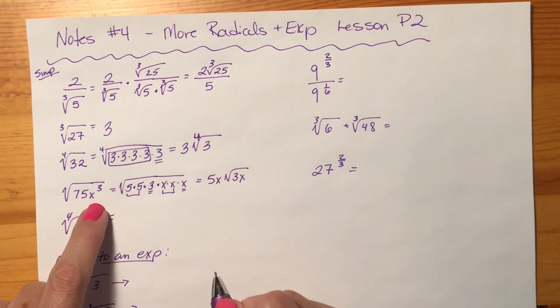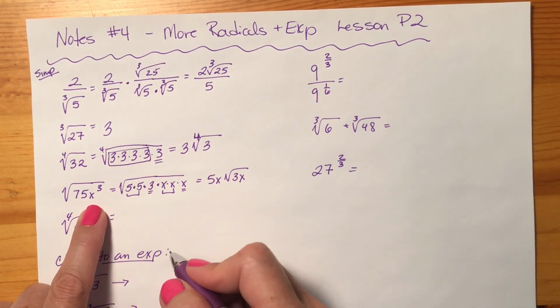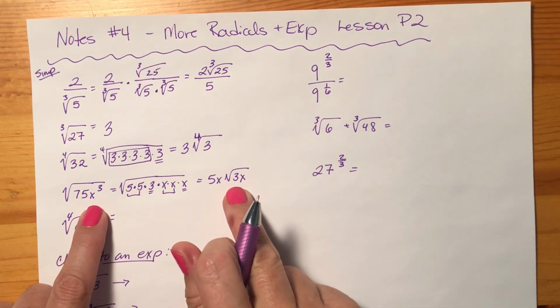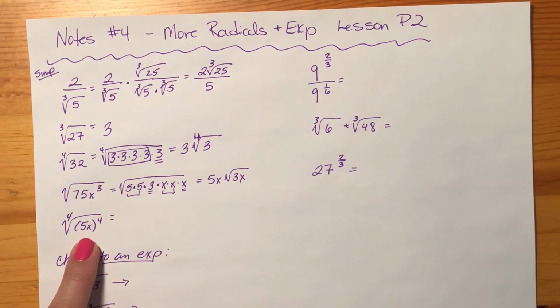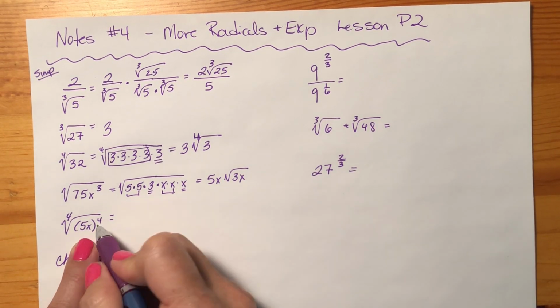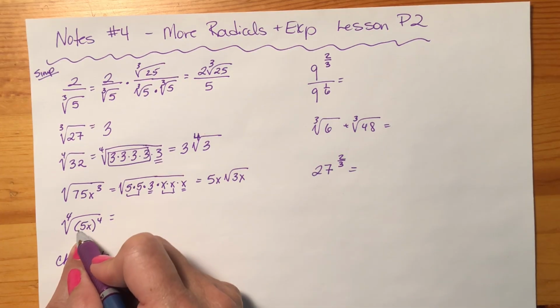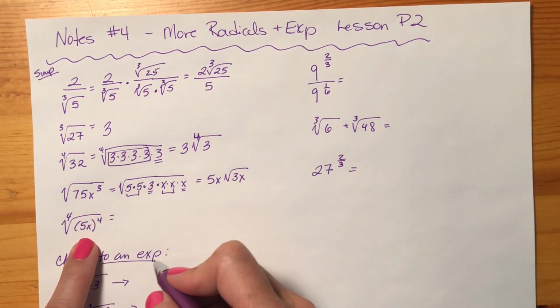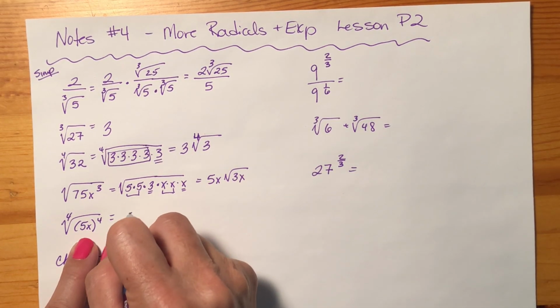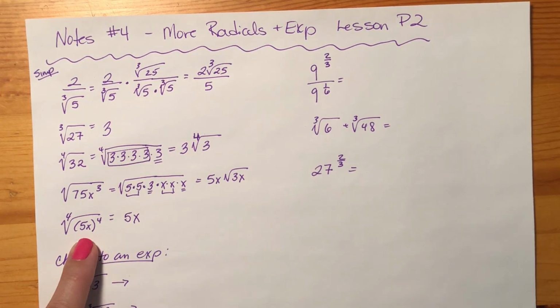Notice that we have an odd power here because we have an odd power on our variable. We do not need to put any absolute value signs in. But look at my next one. This is going to be different. I've got the 4th root of 5x to the 4th. And right away, I know you're thinking 5x, right? 5x. But here's what I want you to think about.